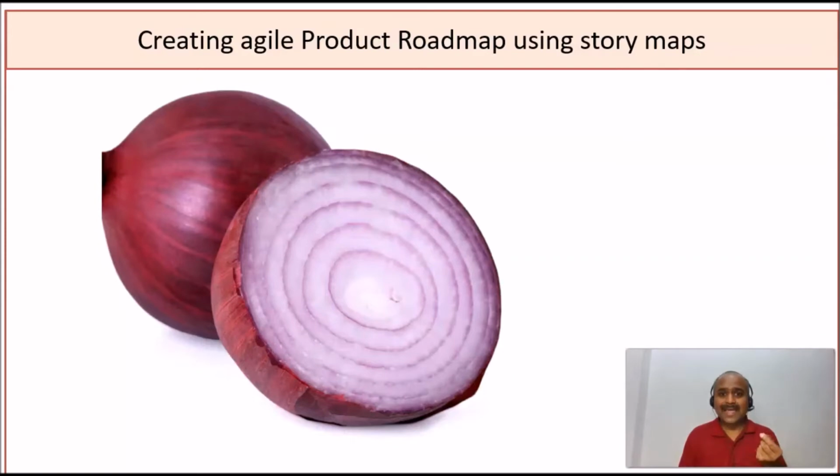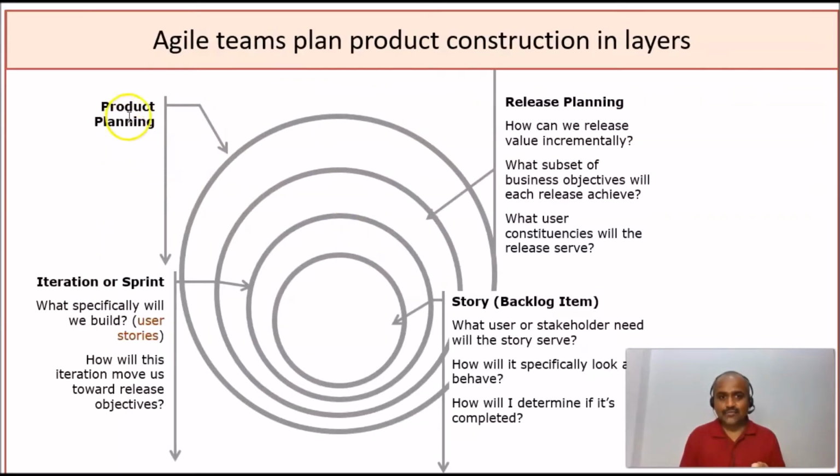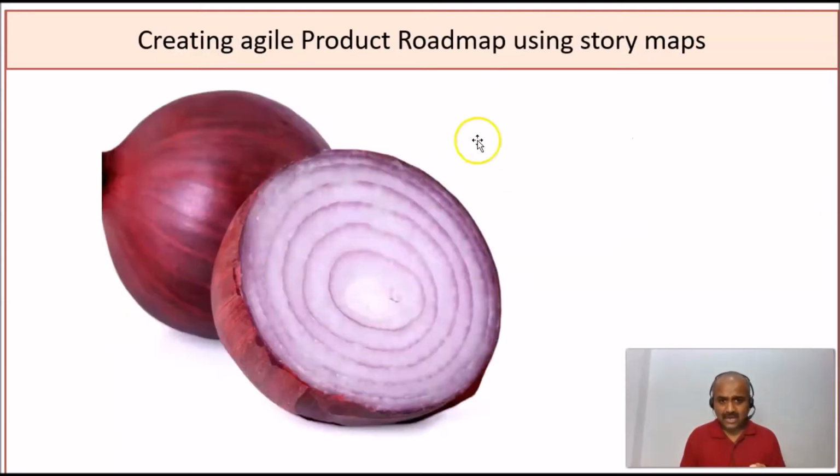Agile product roadmap or agile planning happens in layers, my friends, like the layers shown on the onion. We have agile planning events, and these planning events interact with each other. We have a product roadmap planning event. It provides inputs to the release planning event, which provides inputs to the sprint planning event, which provides inputs to the story planning event. This is how you have seen the onion layers, right?